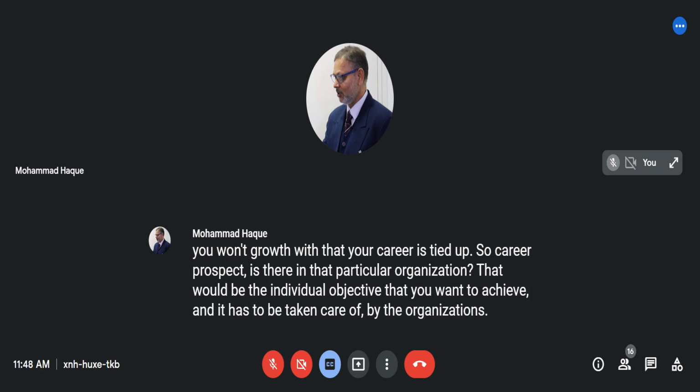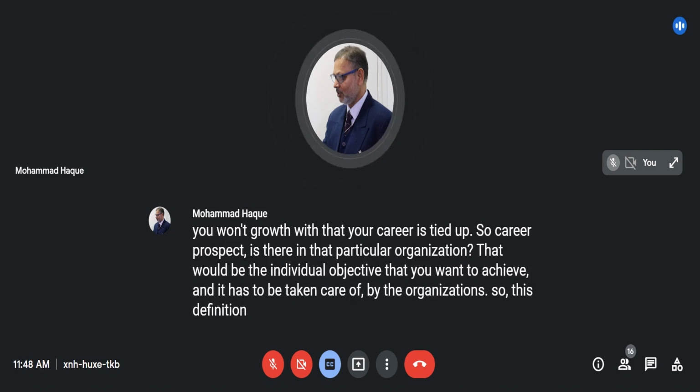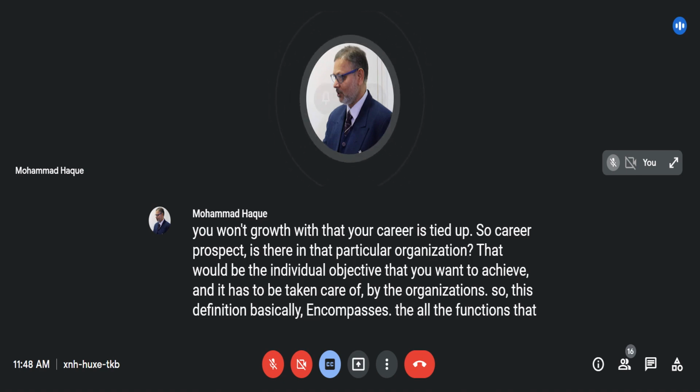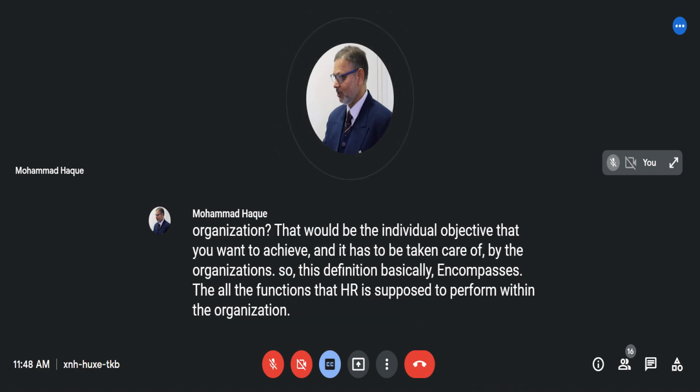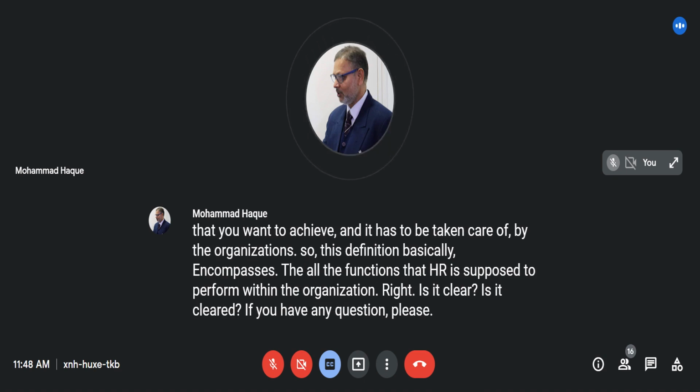the organizations. So this definition basically encompasses all the functions that HR is supposed to perform within the organization, right? Is it clear? Yes, sir. Is it clear, dear? If you have any question, please feel free to ask me.